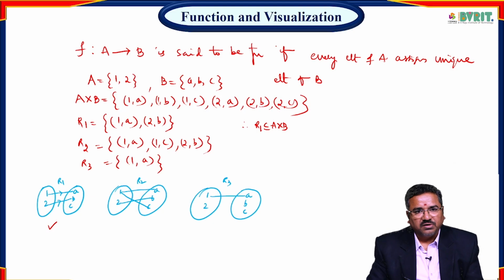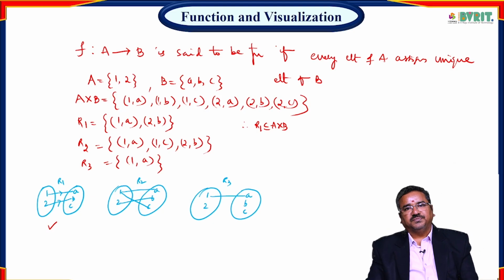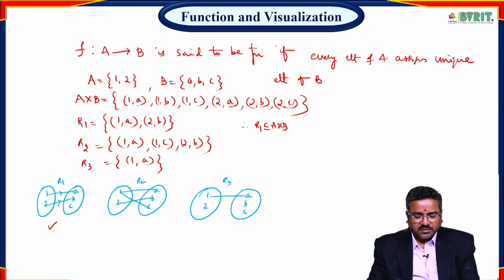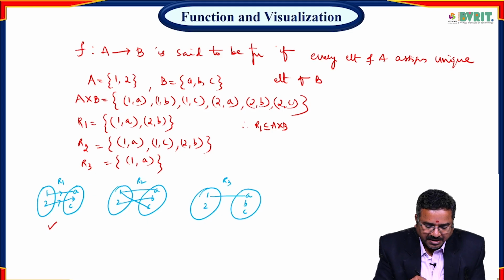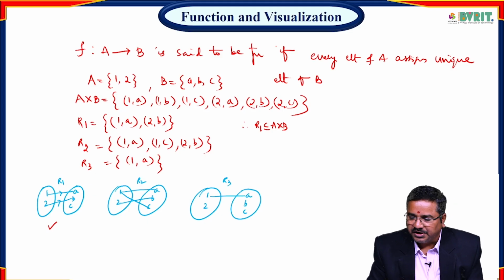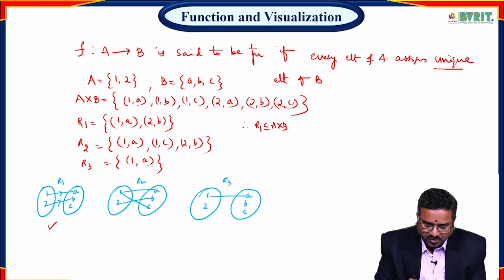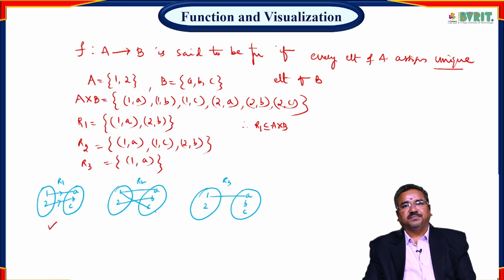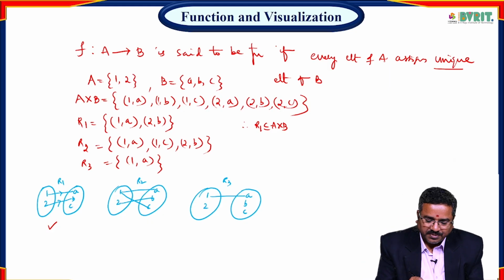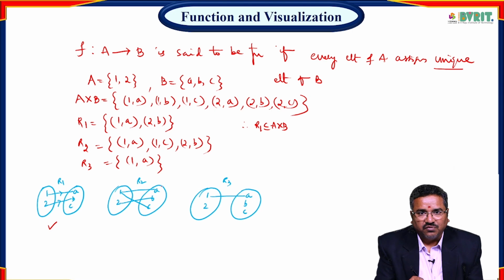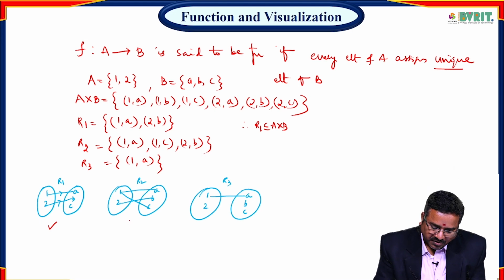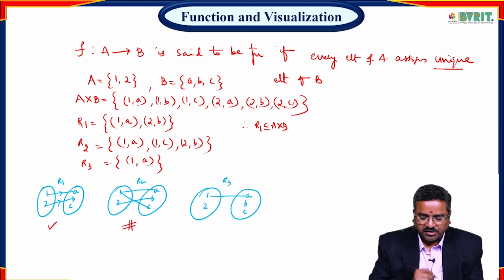But look at the second one. Is R2 a function? Look at where it fails. Yes, every element has a mapping, but it fails the uniqueness condition. Look, 1 is mapped to a and 1 is mapped to c. We have to map a unique element. Every element of A is assigned a unique element of B. So it is a contradiction to the function. Because 1 is mapped to a and 1 is mapped to c, this relation is not a function.